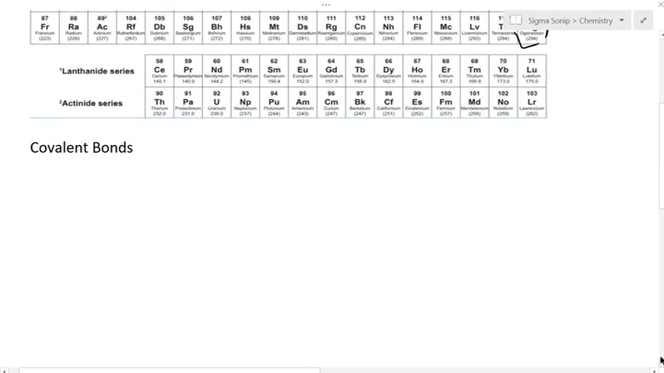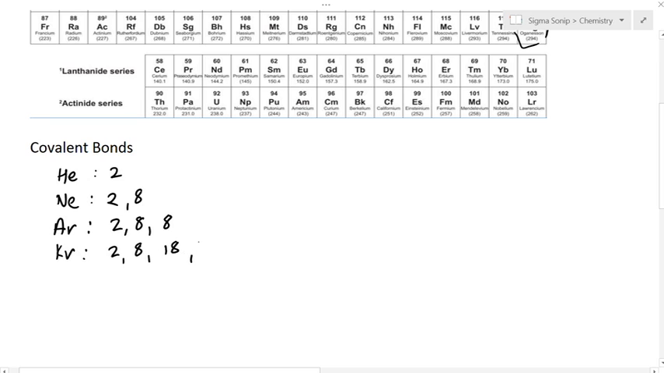For ready reference, let's write the electron configurations here. Helium has 2 electrons, so that's the first shell. Neon we have 2 and 8. Next is argon, which has 2, 8, 8. Krypton 2, 8, 18, 8. And we see that all the noble gases other than helium have 8 electrons in their outermost shell, in the valence shell.